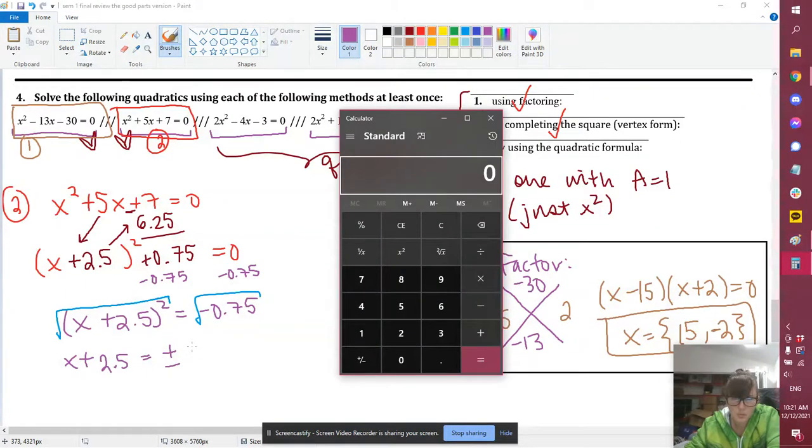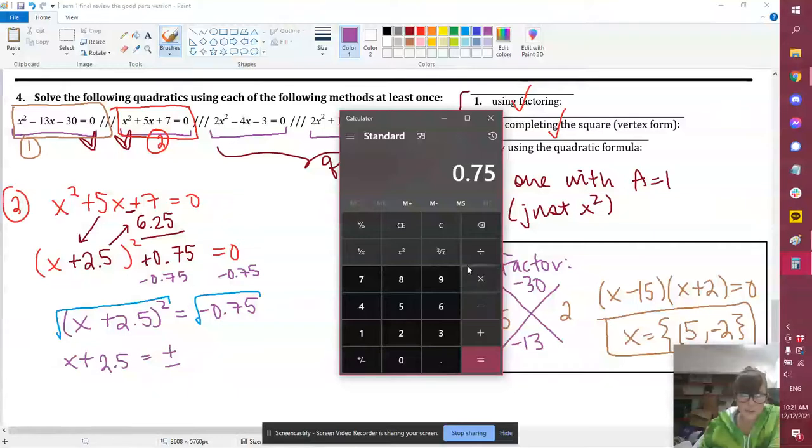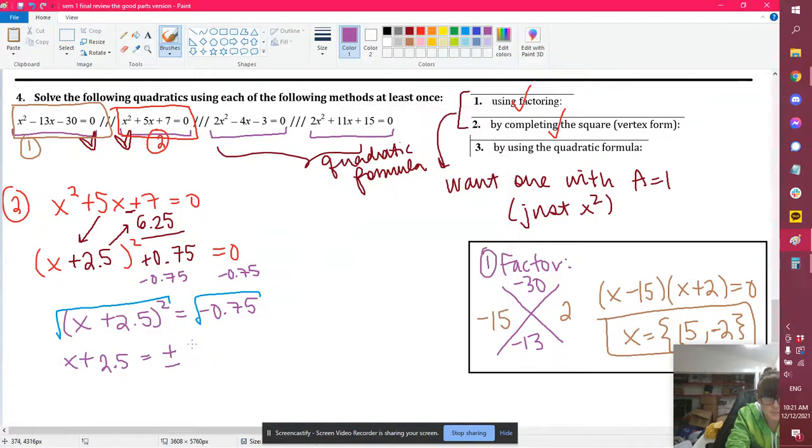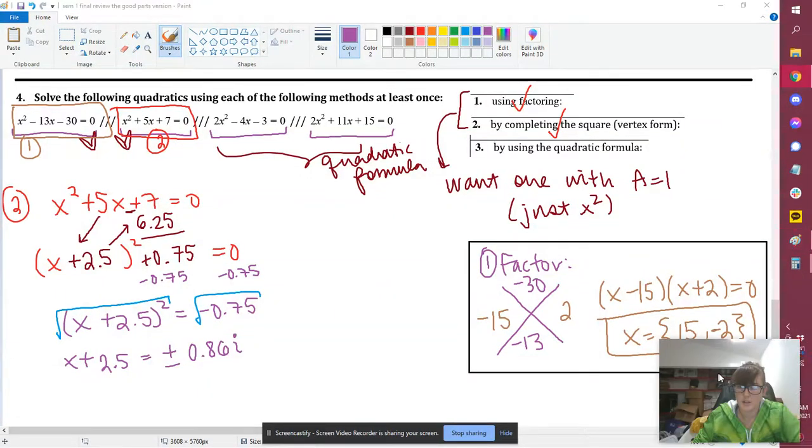So 0.75. Oh my god, y'all. Leave. Here. The square root of 0.75, I can either write it as 0.75 or I can write it as 0.86. The negative means I've got an i. It doesn't change the calculation at all. It just changes the fact that there is an i out front.